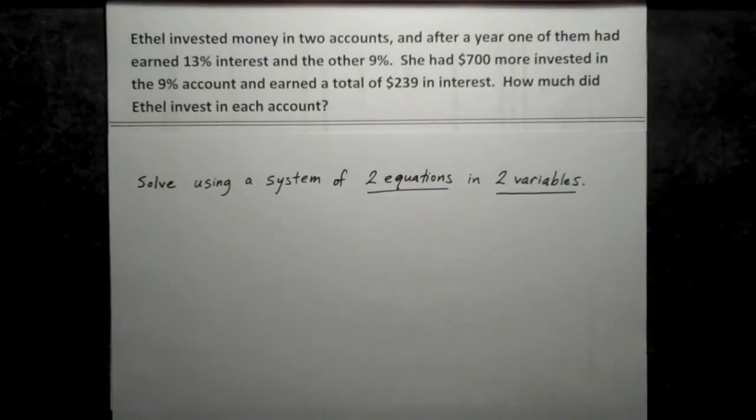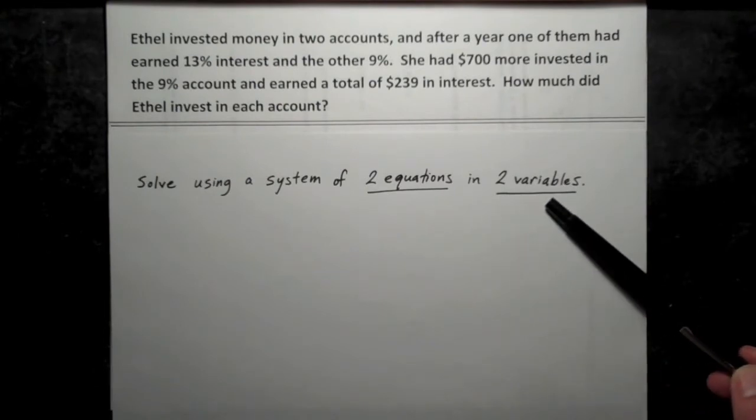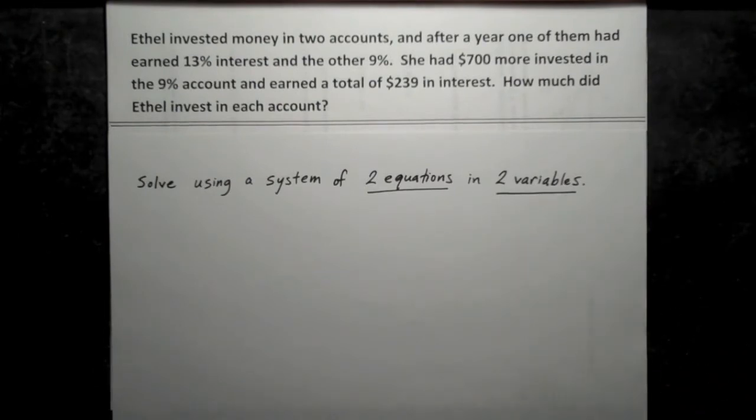In this video, we're going to look at two examples of word problems that we're going to solve using a system of two equations and two variables. Before I start this example, let's take a look at how we set up a model using a system of equations.